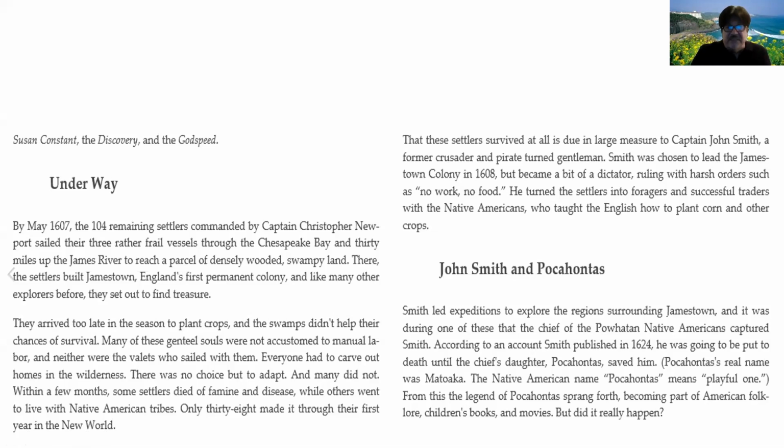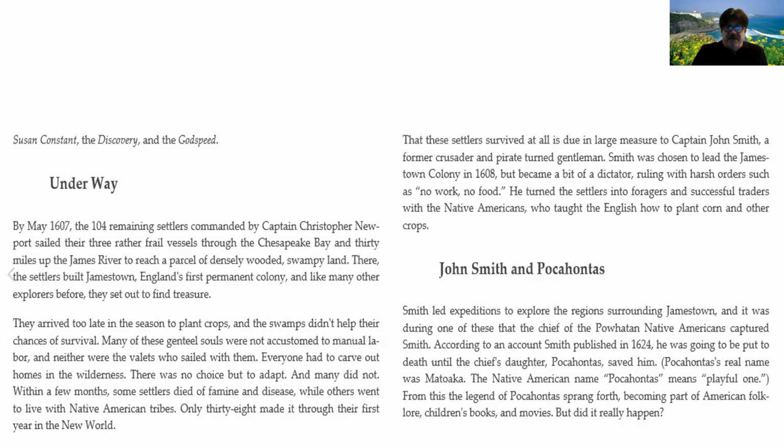Smith led expeditions to explore the regions surrounding Jamestown. And it was during one of these that the chief of the Powhatan Native American Indians captured Smith. According to an account Smith published in 1624, he was going to be put to death until the chief's daughter, Pocahontas, saved him.